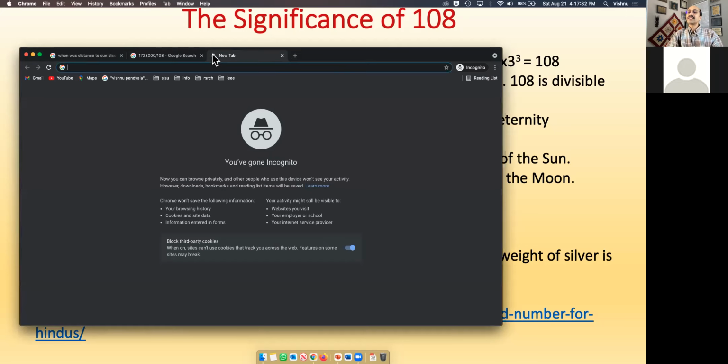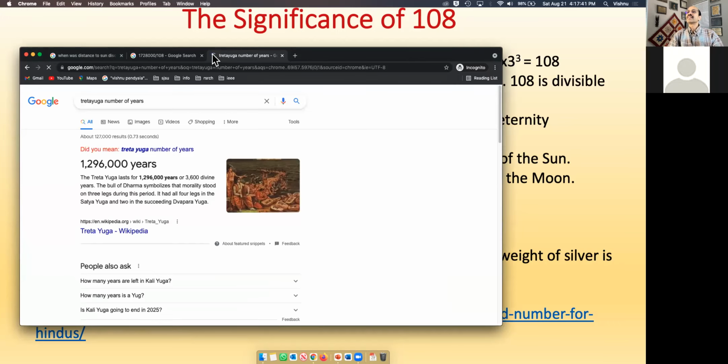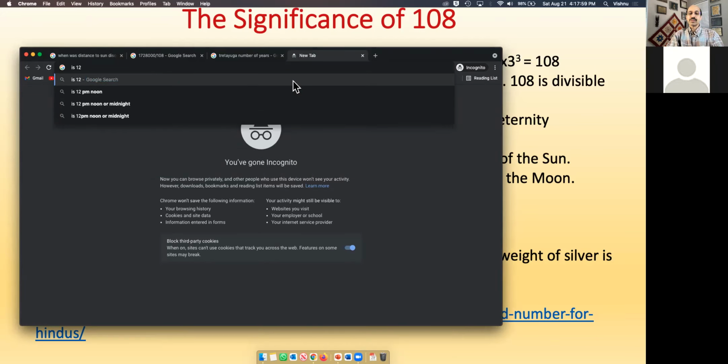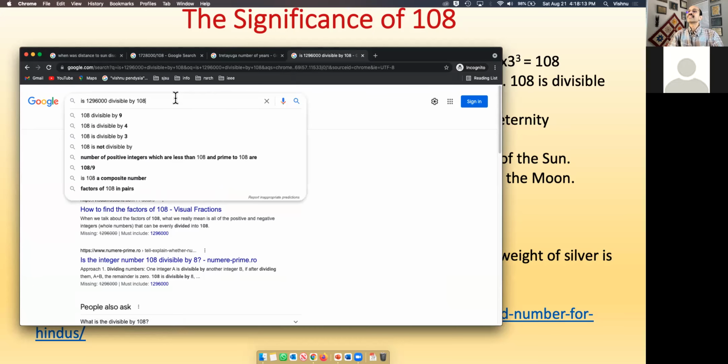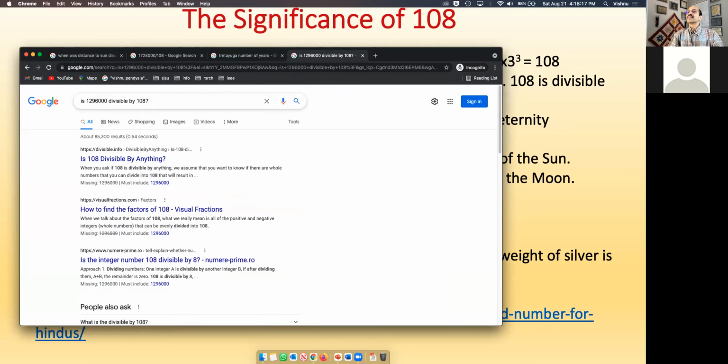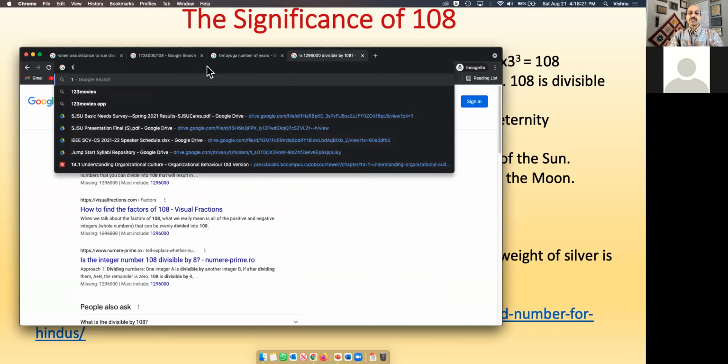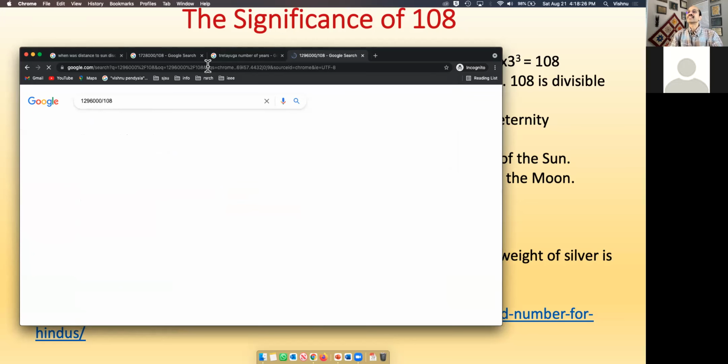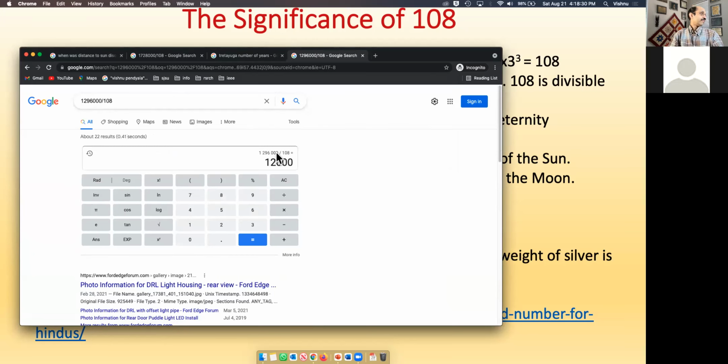And how many years in Treta Yuga? Satya Yuga, we know is that much. Treta Yuga, number of years: 1,296,000 years. So is that also divisible by 108? 1,296 and 3 zeros, divided by 108. It is again 12,000. So that is Treta Yuga.